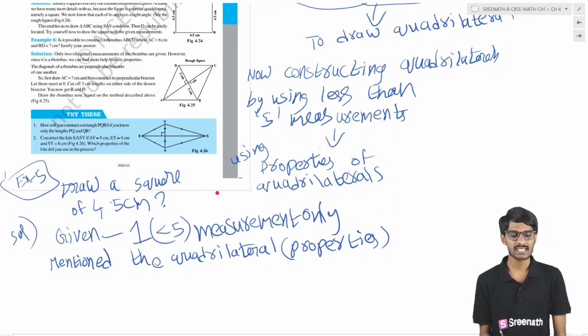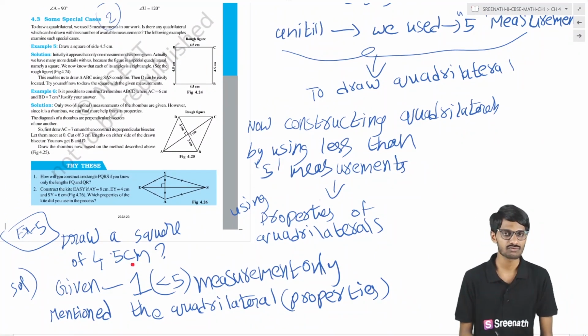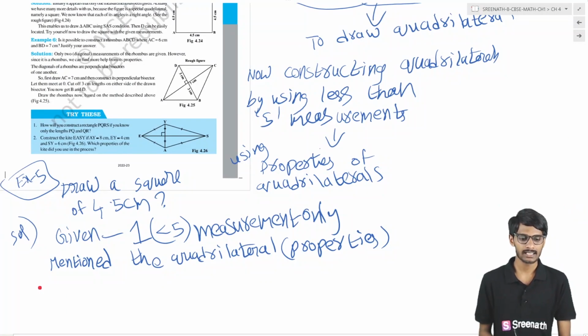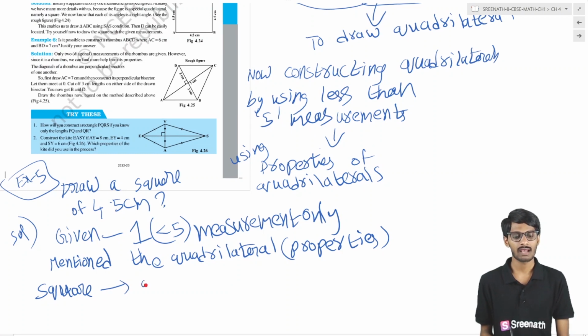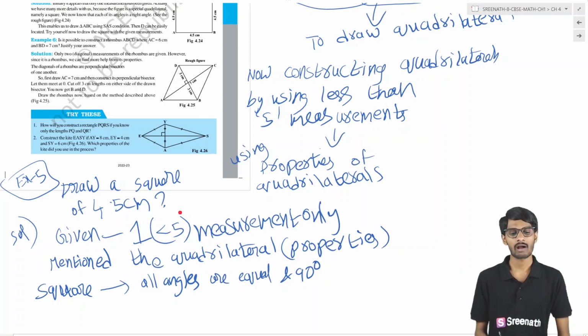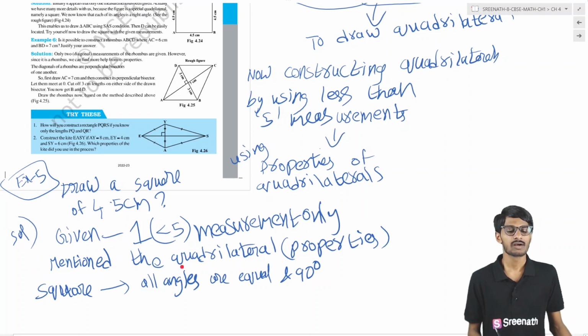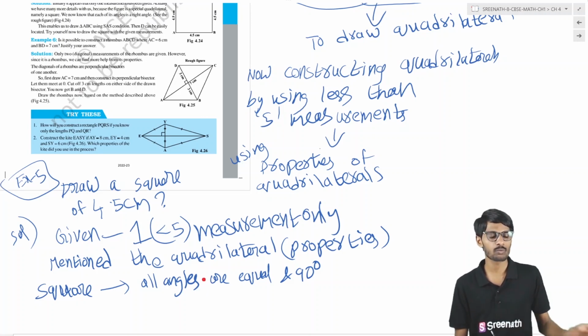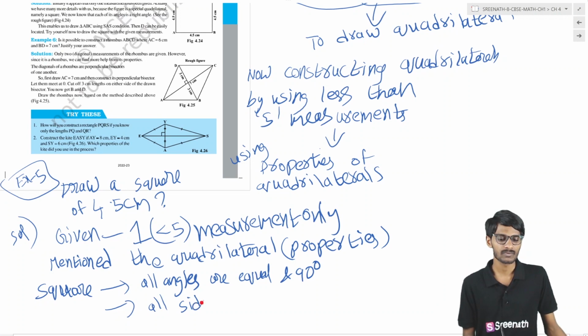So, draw a square of side 4.5 centimeters. He has given one measurement only, but he has said that it is a square. So we know that all angles are equal and 90 degrees in a square. So we are getting 4 more measurements. And one more thing: all sides are equal. He has given one side is 4.5 centimeters, so all sides are 4.5 centimeters.